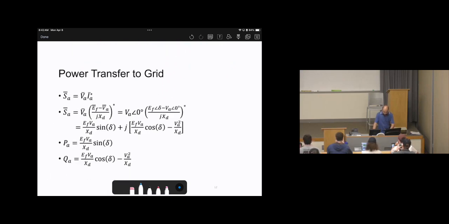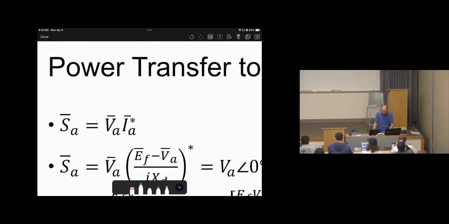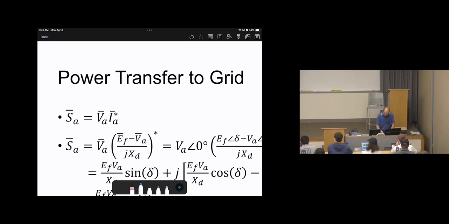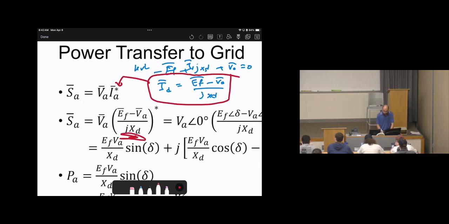Okay, so the power transfer to the grid: we know S, as we discussed, is V times IA conjugate. Now, according to KVL, EF plus IA JXD plus VA equals 0. Therefore, we can say IA equals EF minus VA, all of them divided by JXD. So what I'm going to do is substitute this here, so this yields this equation.